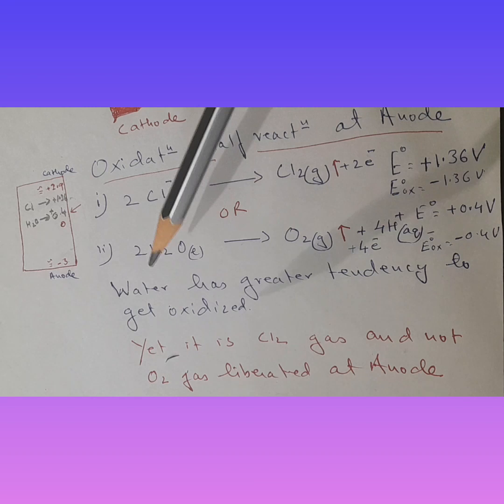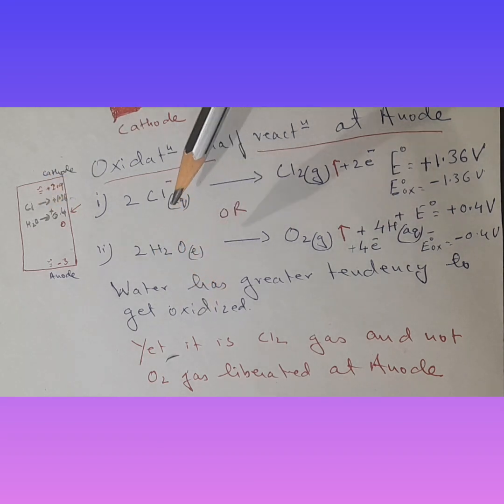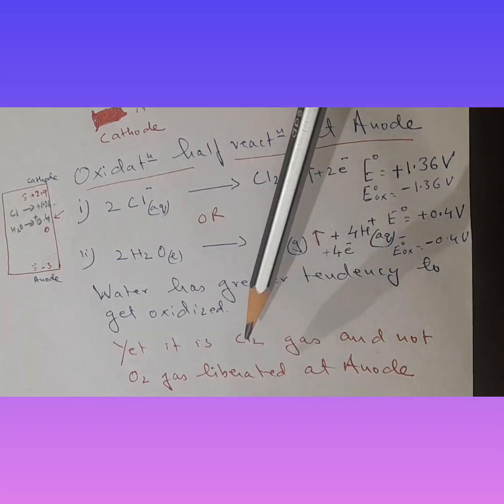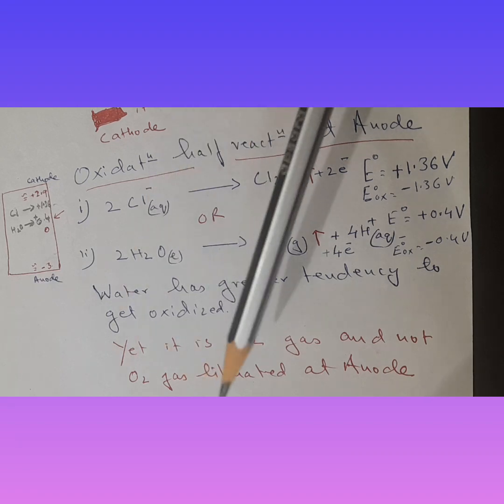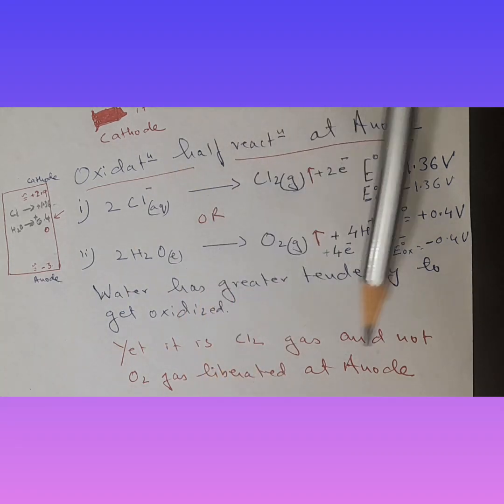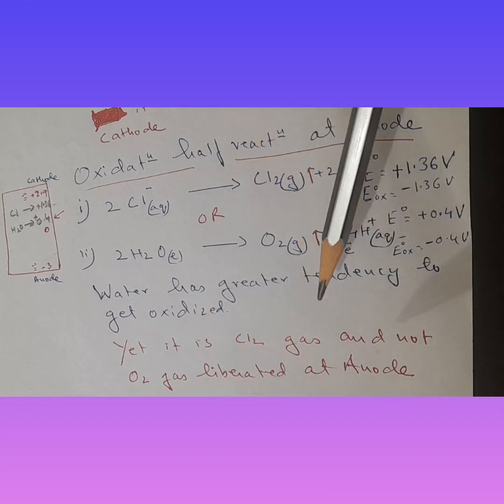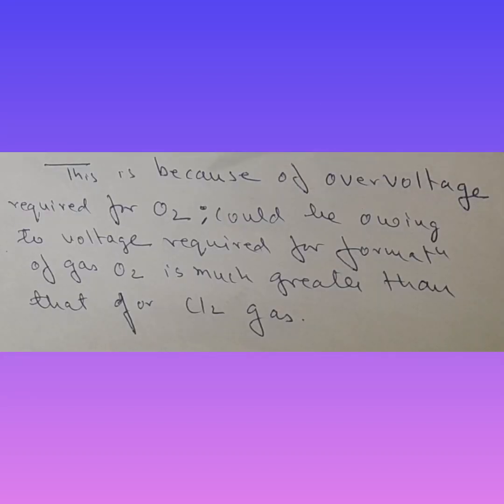So water has greater tendency to get oxidized, but we don't find water getting oxidized. We find chlorine being liberated at anode. Both of these have reached the anode and have to be converted to gases. More voltage is required to convert these into gases. The voltage required for converting oxygen to gas is much more than that required for converting chlorine to gas. That's the reason why we find chlorine gas and not oxygen gas liberated at anode. This is because of the overvoltage required for oxygen: the voltage required for formation of O2 gas is much greater than that for Cl2 gas.